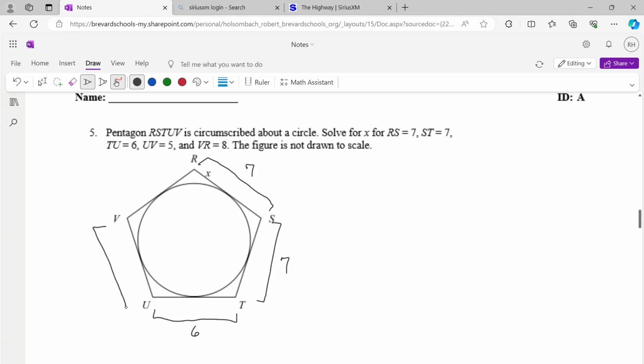And U to V is 5. And V to R, V to R is 8.